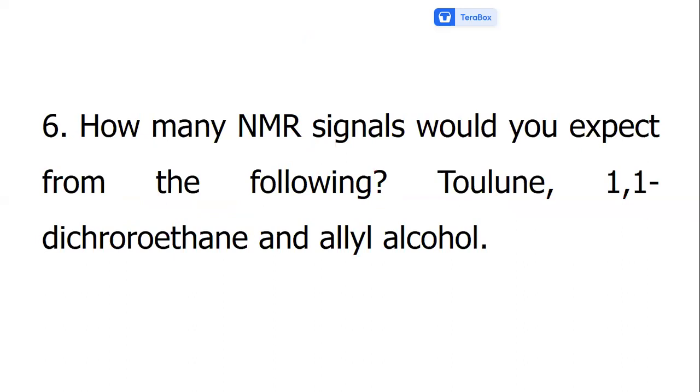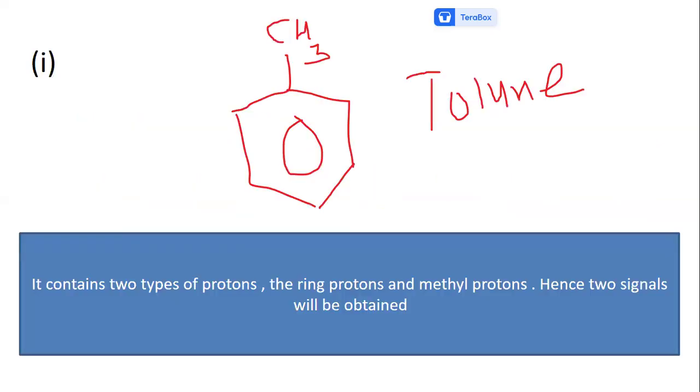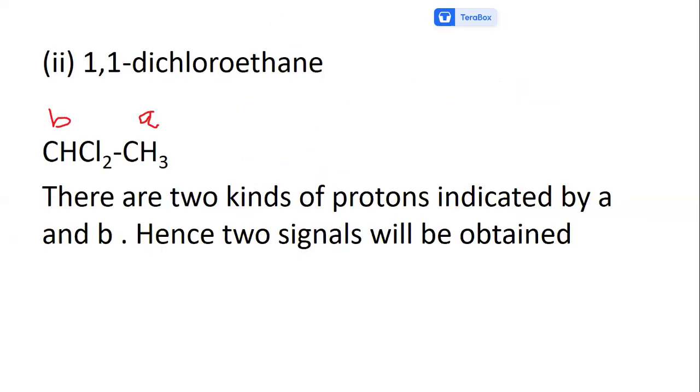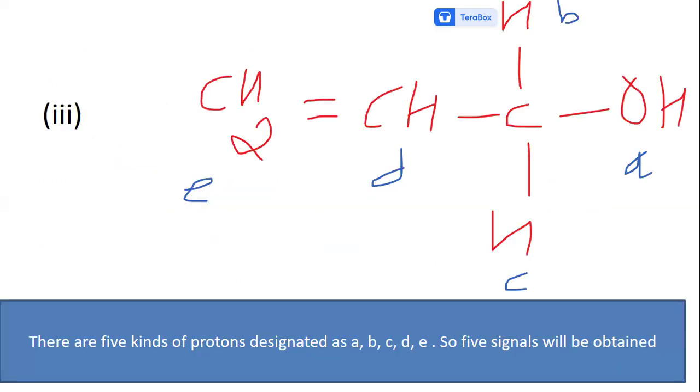How many NMR signals would you expect from the following: toluene, 1,1-dichloroethane, and allyl alcohol? Toluene contains two types of protons, the ring protons and the methyl protons, so two signals will be obtained. In the case of 1,1-dichloroethane, there are two kinds of protons, indicated as A and B, so two signals will be obtained. In allyl alcohol, there are 5 kinds of protons designated A, B, C, D, E, so 5 signals will be obtained.